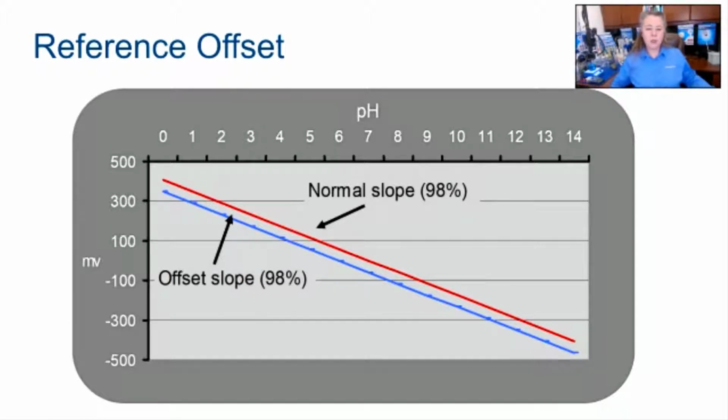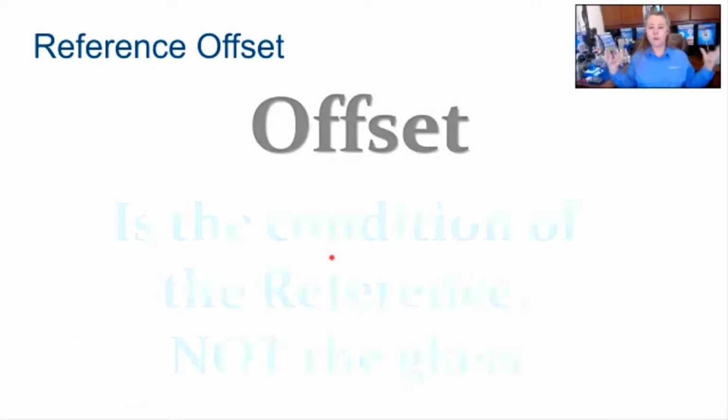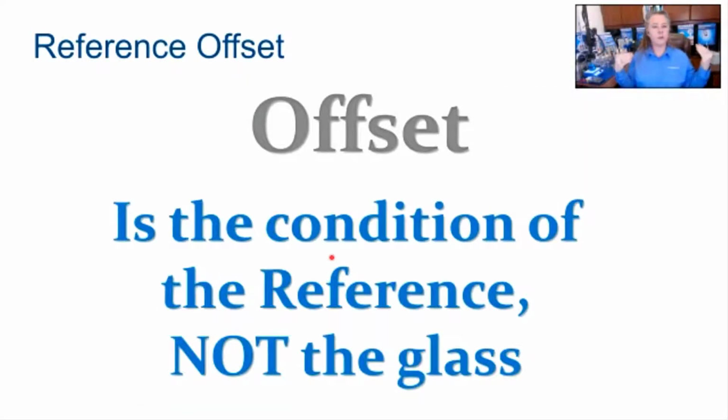Okay, so say you have two measurements and you got a slope of 98 for both of them, but you get an offset on one of them. You see at pH 7, your ideal should be 0, but you're getting something different. Maybe you're getting minus 10 millivolts, maybe plus 10 millivolts. The offset is all about the condition of the reference electrode, not the measuring.